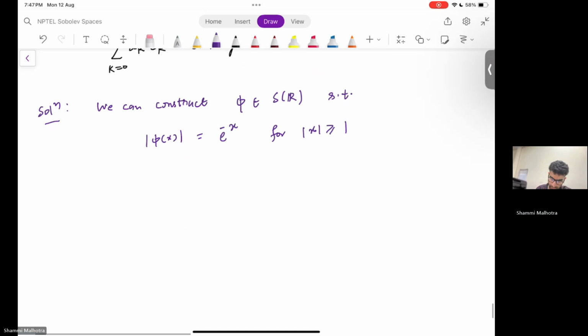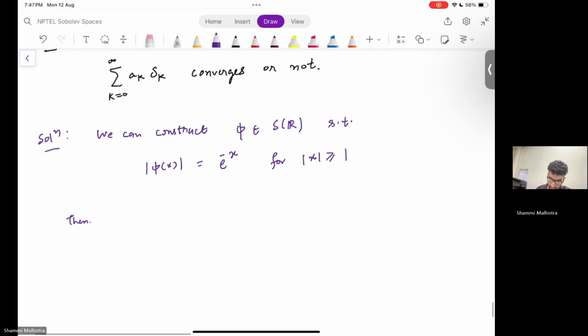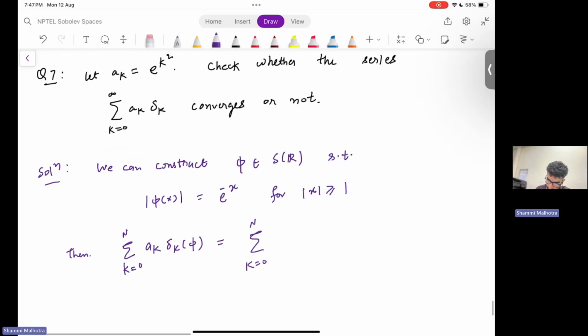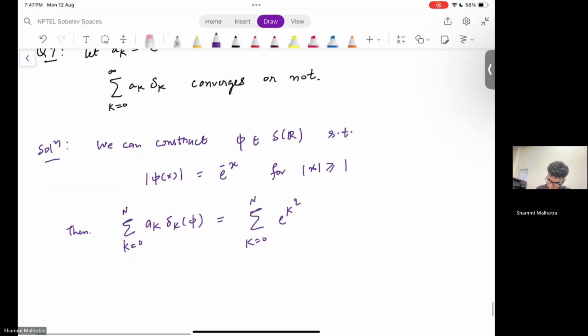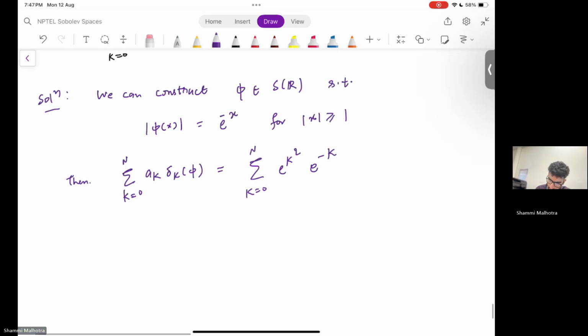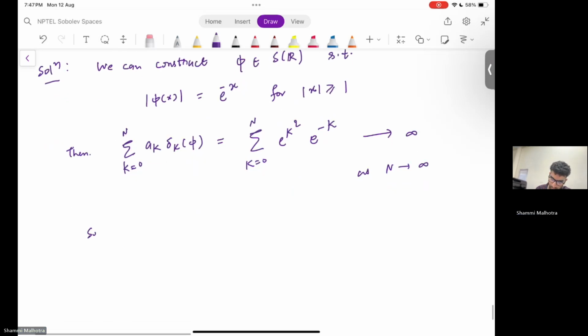Then the summation k from 0 to n of a_k delta_k applied to phi is nothing but the summation k from 0 to n, where a_k is e^(k square) and phi(k) is e raised to the power of minus k. And I know this tends to infinity as n tends to infinity. So we have a contradiction.